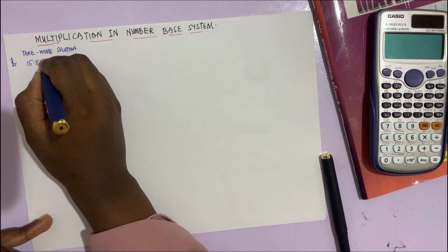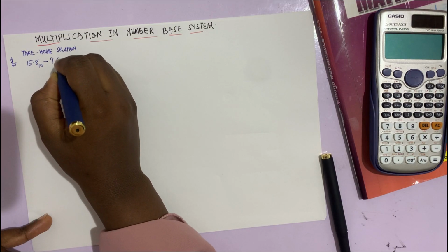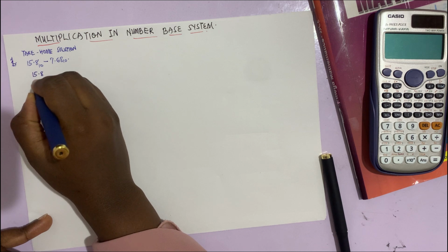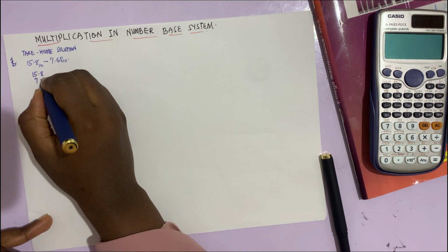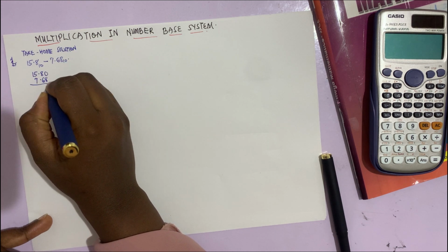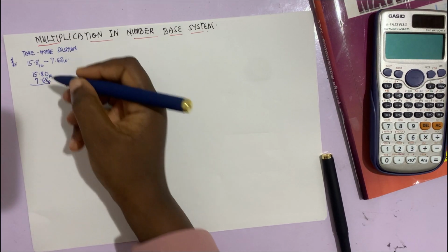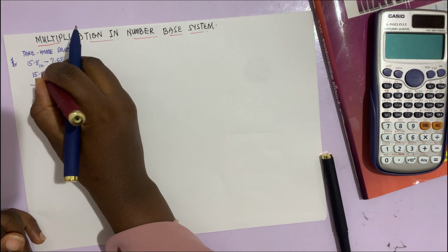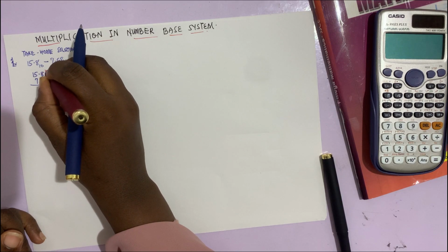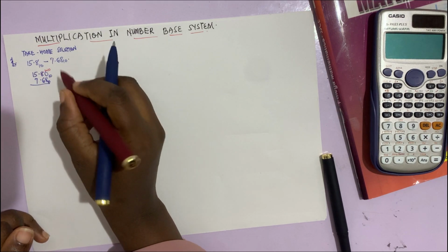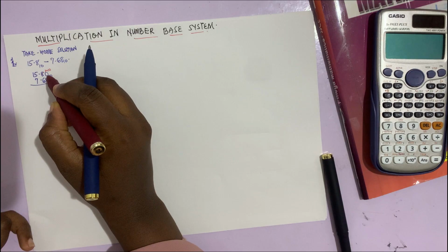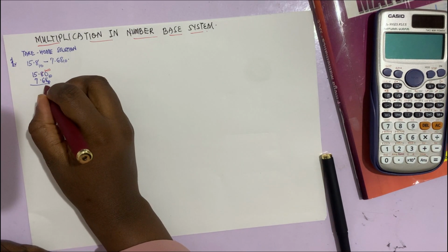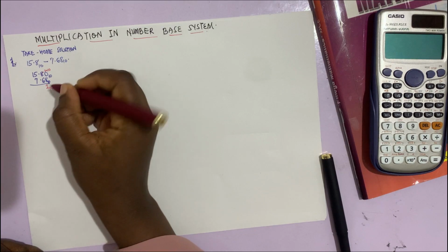15.8 base 10 minus 7.68 base 10. So 15.8 minus 7.68. Add 0 here in base 10. 0 minus 8 is impossible. We would borrow 1 from this here, bring the 1 here, but in essence we are borrowing the base we are working with, in this case base 10. So we add 10 to the existing number. 10 plus 0 will give us 10, and 10 minus 8 will give us 2 in base 10.